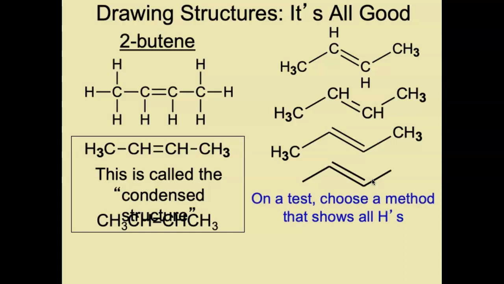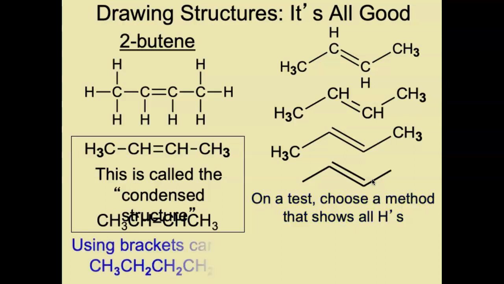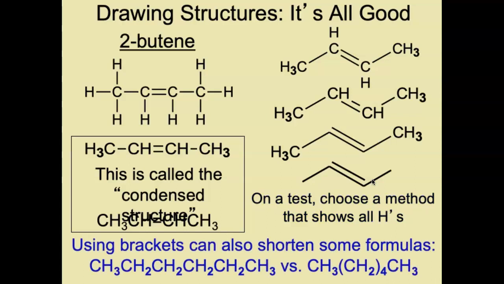For the beginning, at least, I would definitely err toward showing all of the hydrogens, just until you start to get to the point where you can see things that aren't even there. A couple other ways, not to overwhelm you, but sometimes if you have some sort of hydrocarbon that has a whole bunch of different carbons listed out, you'll see a slightly different condensed structure.